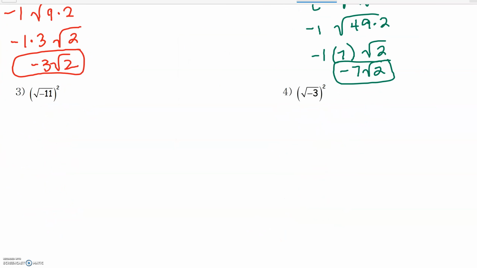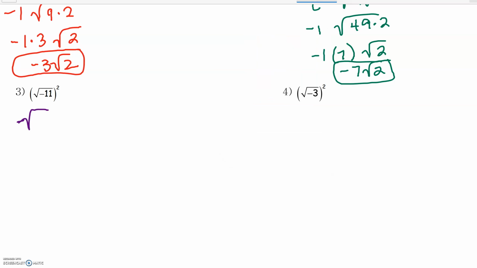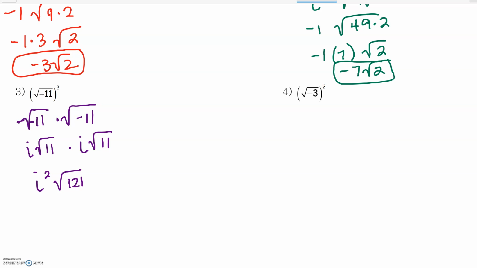On this next one, we're going to write it twice. Square root of negative 11 times square root of negative 11. There we go. And now we're going to pull the i's out and multiply i squared, and then radical 121, which we know is 11, and this is negative 1, so negative 11. Go ahead and try number 4 on your own, and check when you're ready.